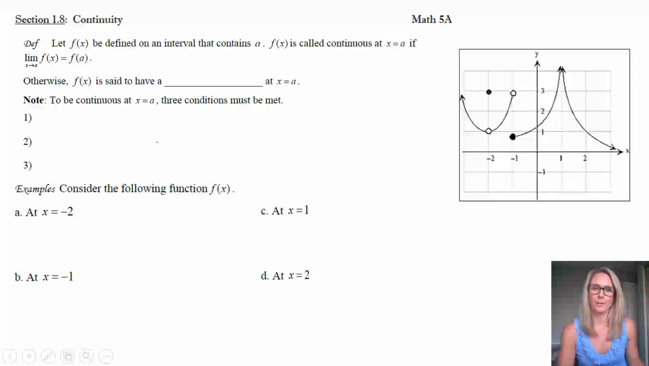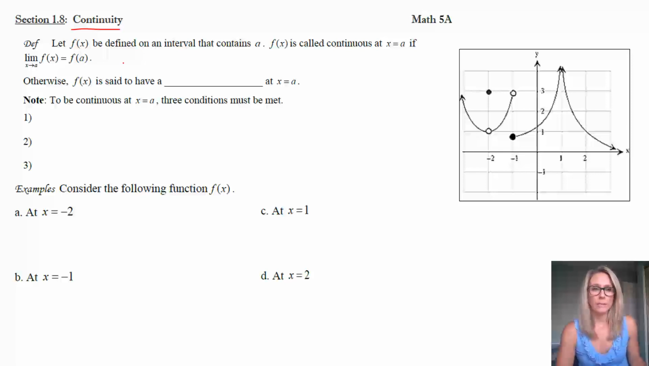In section 1.8, continuity, we're going to take it down a notch from section 1.7, so get excited. Continuity is a lot of what you might think it is, things that are continuous. And then, of course, we just go into a slightly more technical calculus type definition.